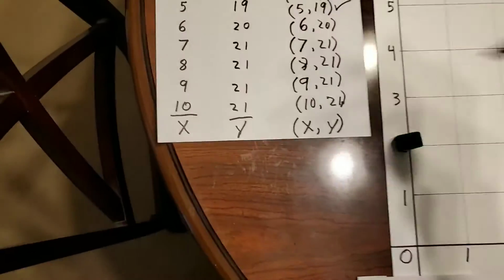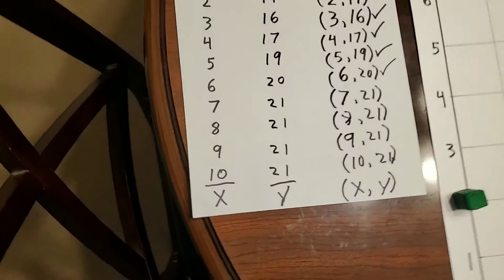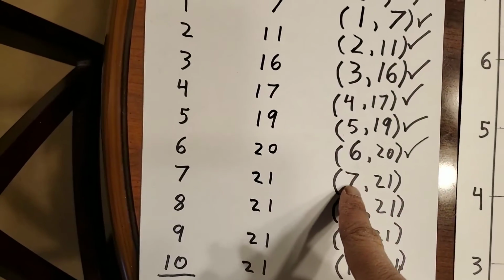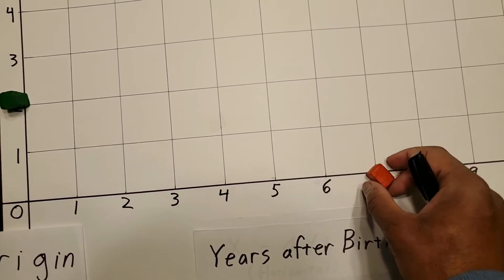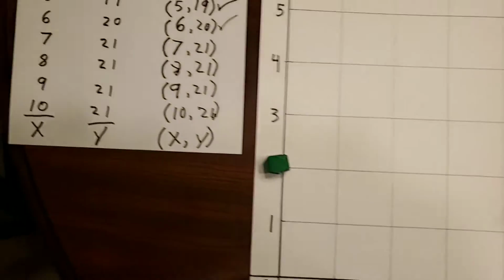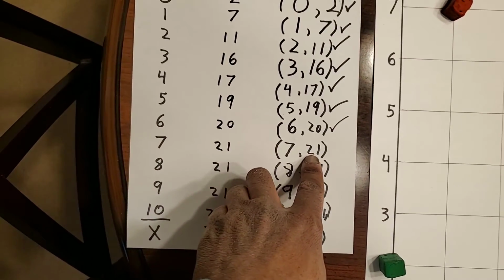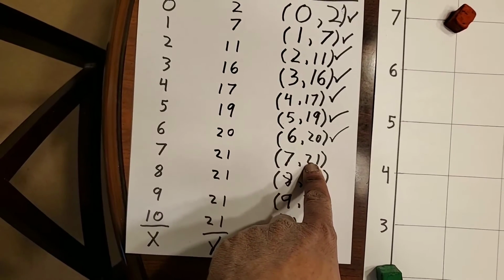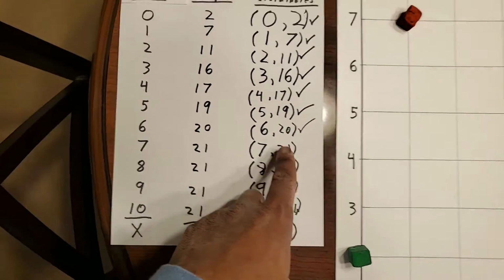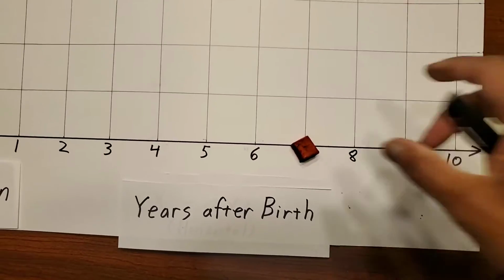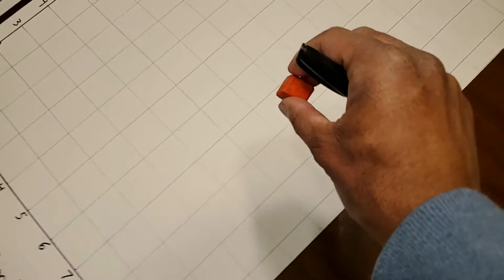Now let's go to year 7. Year 7, where's the x-axis? It's on 7, so put it on the 7. And where is the y-axis? How long is it going to be? 21. So we're going to move this one all the way up to what? We're going to move it up to 21.